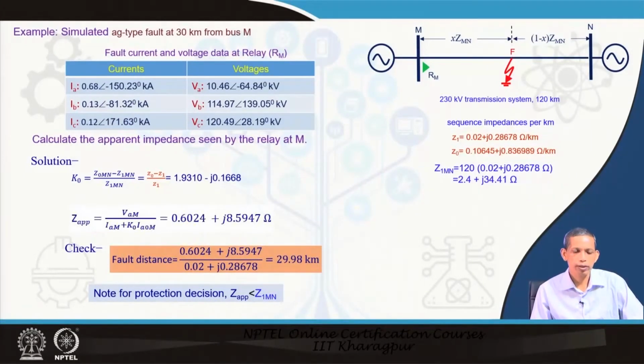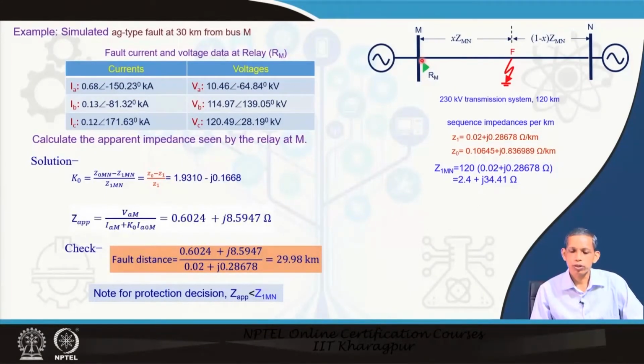Now, I will go for Z apparent using the relations, because this is a line to ground fault in phase A. So Vm divided by Im plus K0 times Ia0m. So I0m is Ia plus Ib plus Ic divided by 3, and Im is 0.68 with an angle of minus 150.23 degrees kiloampere. Substitute the values of Va, Ia and Ia0m, and K0 is already calculated. So we get 0.6024 plus j8.5947 ohm. This is the apparent impedance that will be seen by the relay.